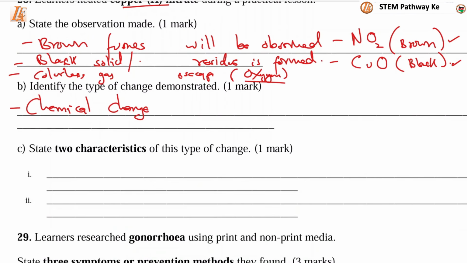Then question C: state two characteristics of this type of change. One of the characteristics is that a new substance is formed. The ones that you can see are nitrogen 4 oxide, copper 2 oxide, and oxygen, and initially we had only copper 2 nitrate. Then another one, the change is irreversible.